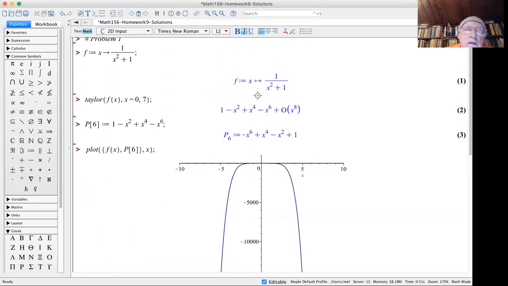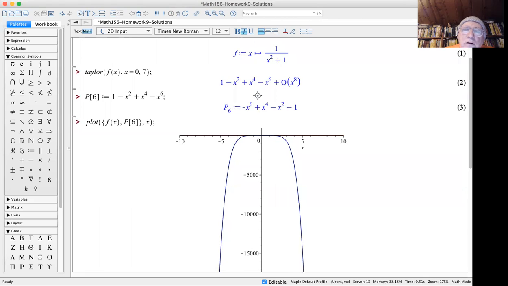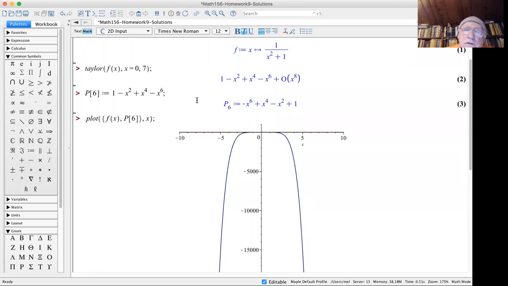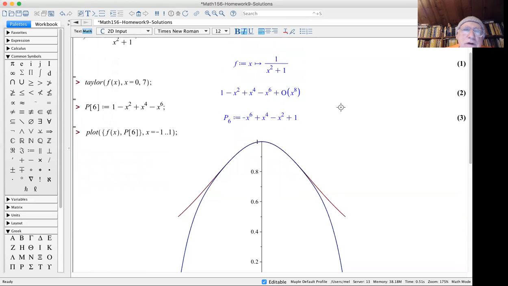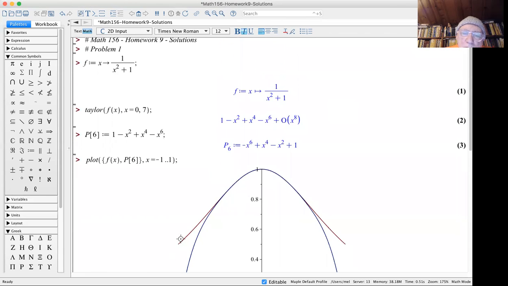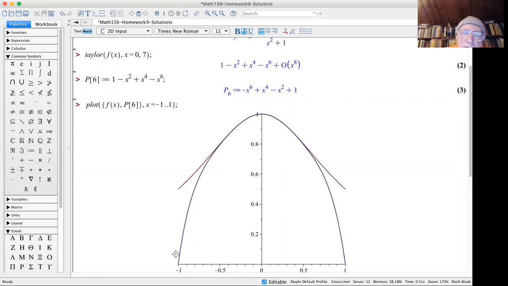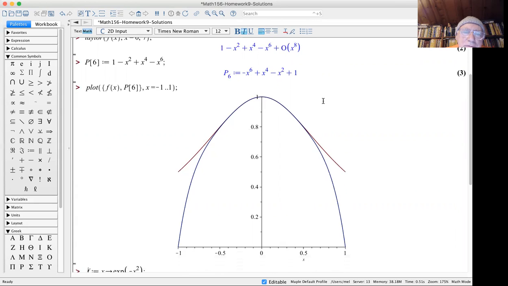Well, hard to see what's going on perhaps. So let's really just do it. This is supposed to be an approximation close to 0. Let's go from x from -1 to 1. That's really pretty interesting. So 1 over x squared plus 1 is this red curve. And the blue is this polynomial. And you can see close to 0 is an extremely good fit. Very impressive.